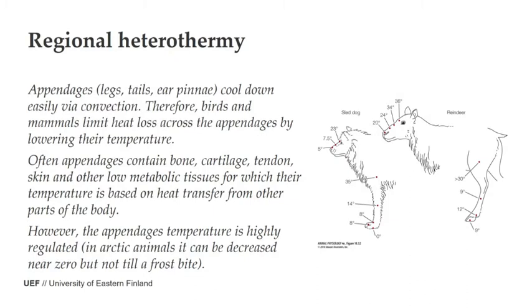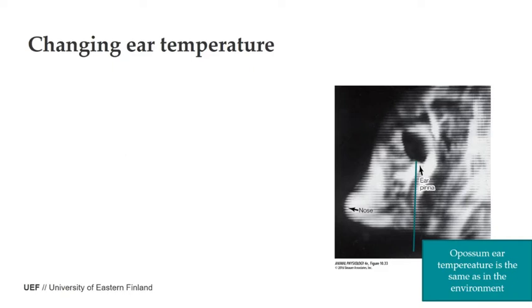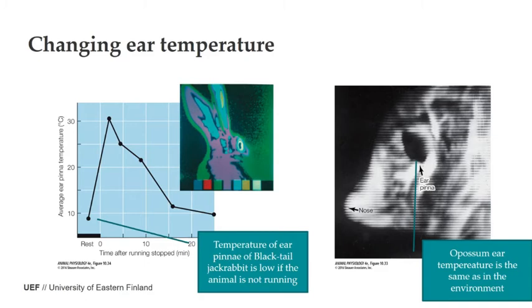And how can you regulate it? You can regulate it by changing the circulation. If you measure the temperature of the opossum ear, it is the same as in the environment, as well as in the jackrabbit. The rabbit's ear is very cold when it's resting, maybe 10 degrees Celsius, but when it starts running, it will drastically increase circulation in the ear. So the ear temperature is over 30 degrees Celsius. And this is actually a very good way to reduce the heat, or the rising temperature, in the rabbit when it's running.